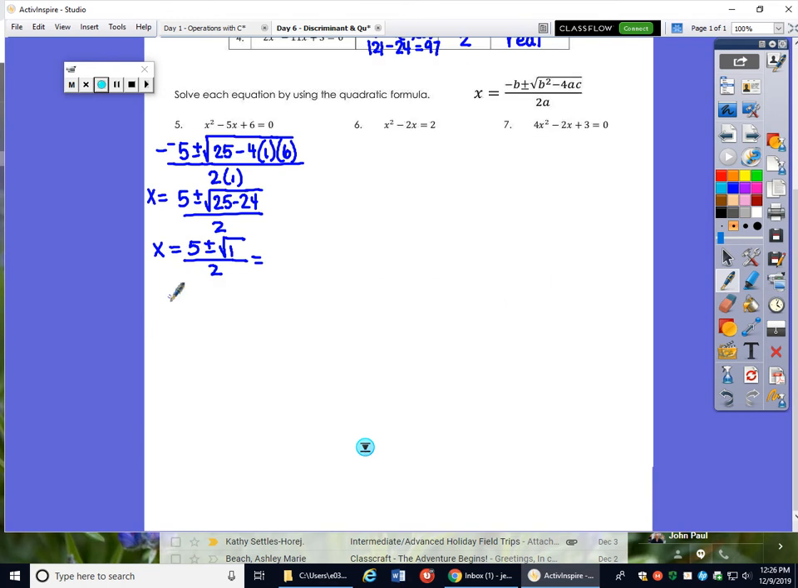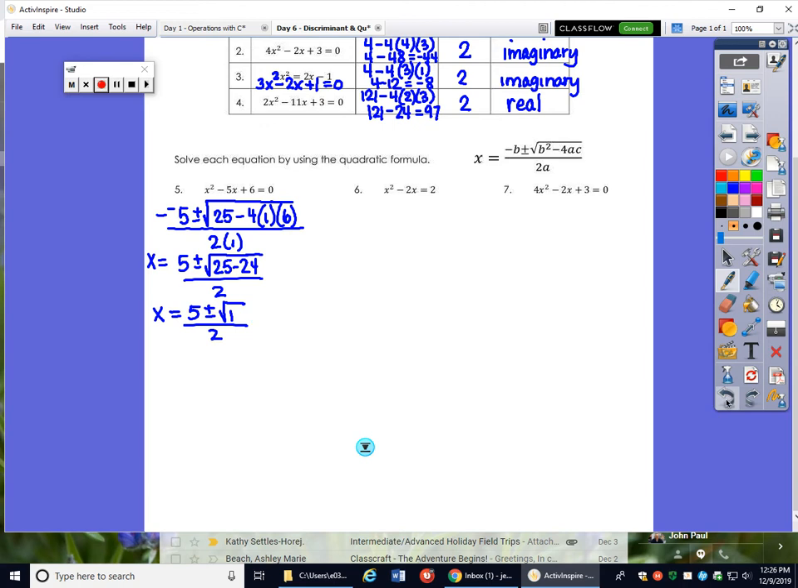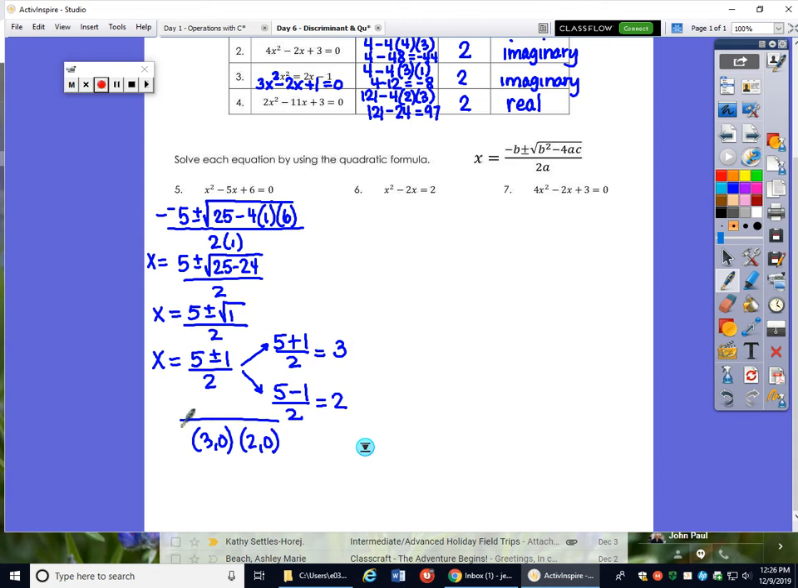So this becomes x equals 5 plus or minus 1 divided by 2. So we're going to do 5 plus 1 divided by 2, and we're going to do 5 minus 1 divided by 2. So the answer here is going to be 3, and the answer here is going to be 2. So 3, 0, and 2, 0 are going to be my two solutions.